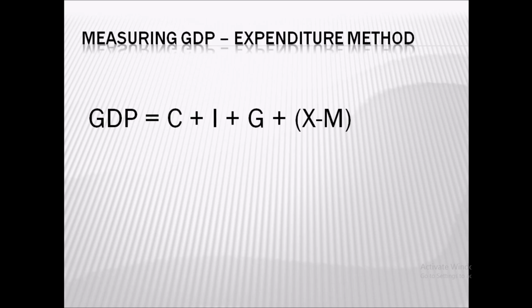So measuring GDP based on the expenditure method, you add up your consumption, total consumption happening in the economy, plus the investments done by the business and individuals, and then the government spending, then the net export.